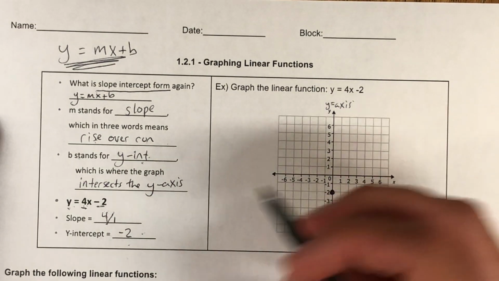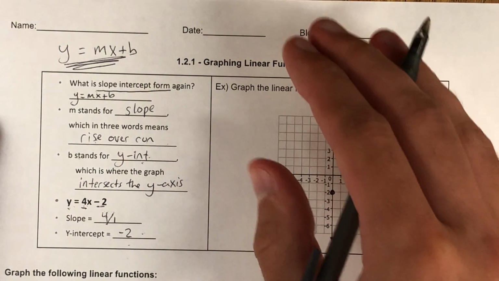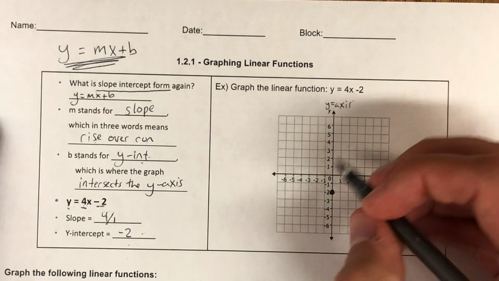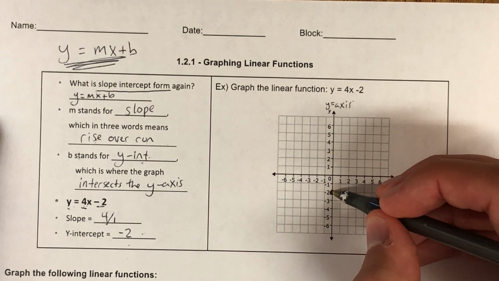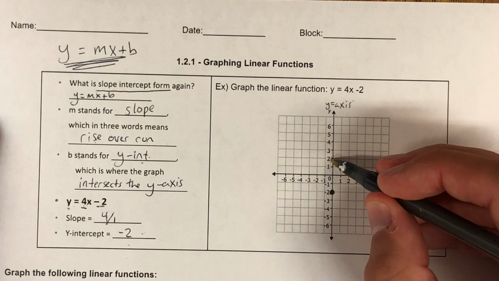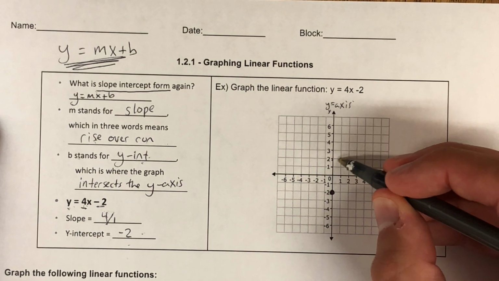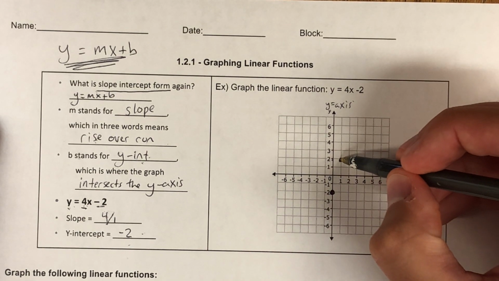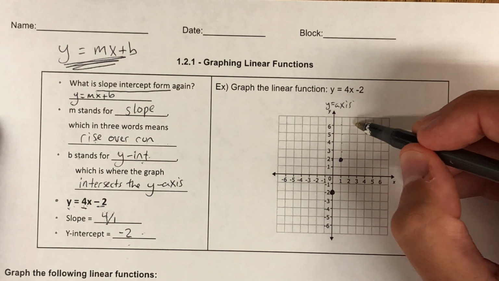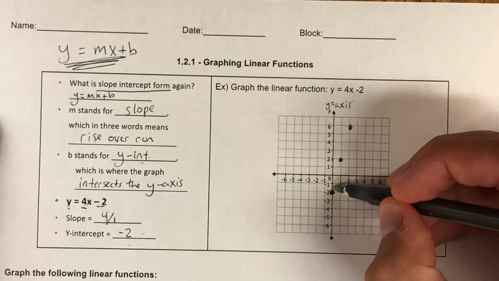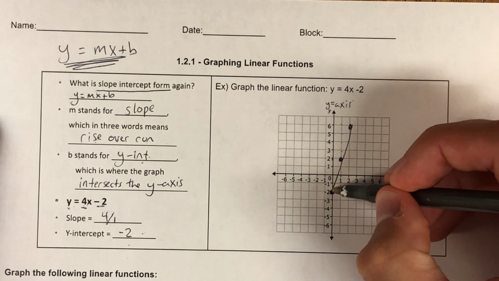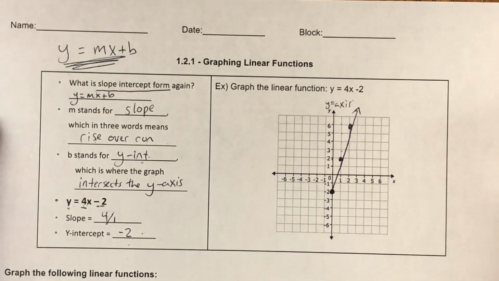So that means, and rise over run is always thinking of up or down and always to the right. So if it's positive 4 over 1, it means we go up 1, 2, 3, 4 over 1, and that'll be our next point. And then from this point, we can go up 1, 2, 3, 4 over 1. And just do your best to connect these dots. I'm not the greatest.